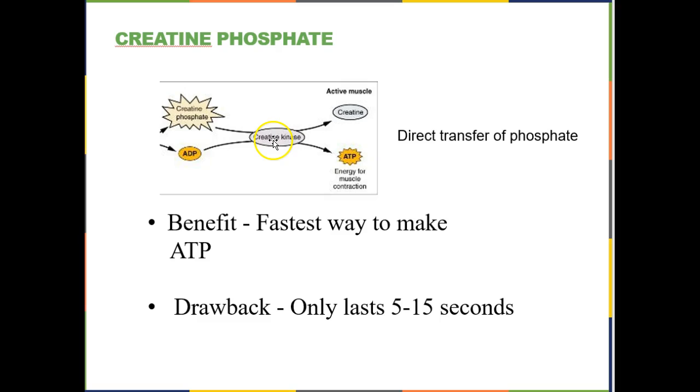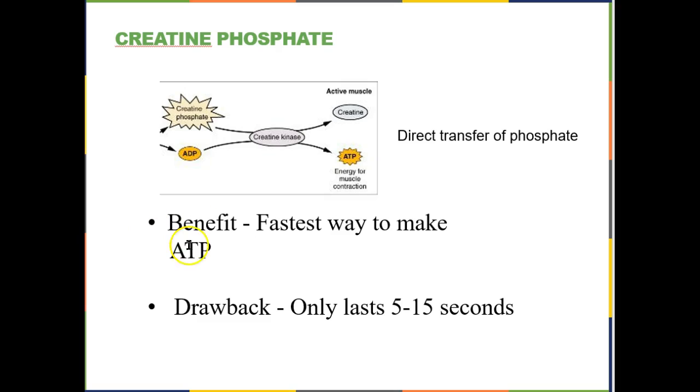Then you have creatine phosphate. This is just as simple as it looks. You have creatine phosphate, which is this molecule called creatine, we don't need to know what it looks like, with a phosphate attached to it. And it's a one-step chemical reaction. You transfer the phosphate from creatine to adenosine diphosphate, and you regenerate your adenosine triphosphate.